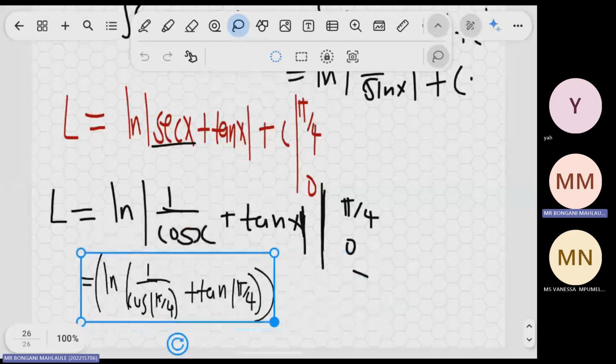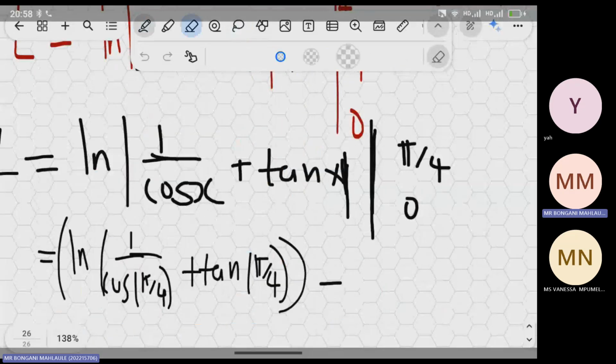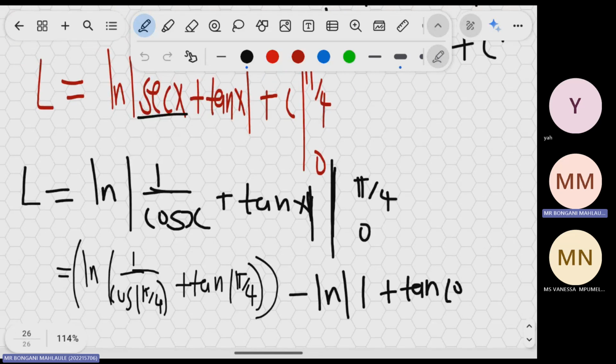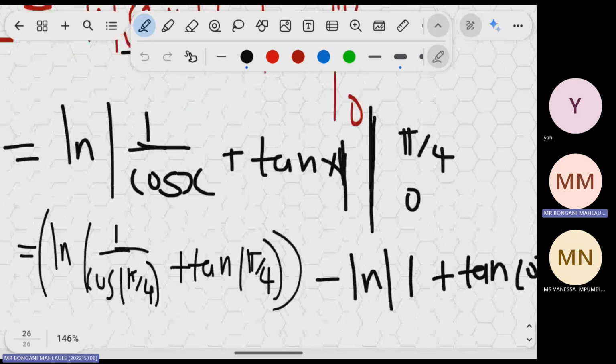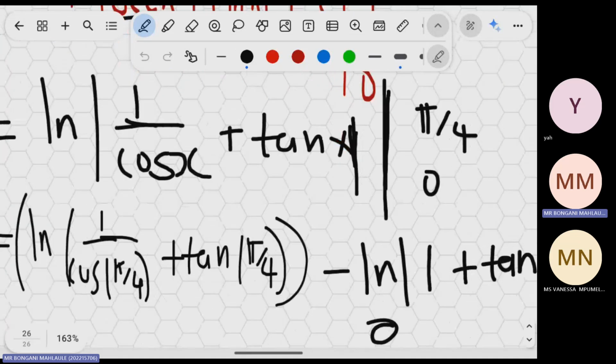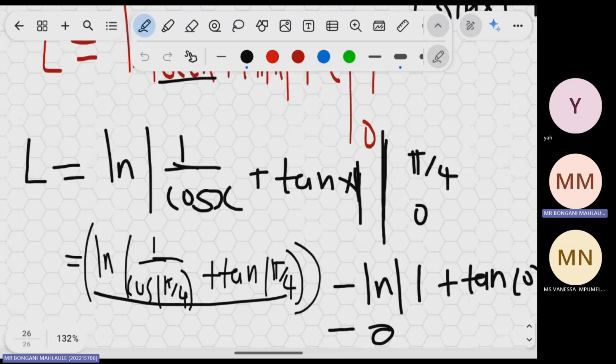Then let me reduce this. Then you will have minus, you substitute also on this one. And then I know that if you put 0 on cos, you'll have 1. So let's just have 1 plus tan of 0, which will just be 0. So here we'll be left with ln of 1. Ln of 1 is what? Is 0. So this is 0 minus. So you put that on your calculator.